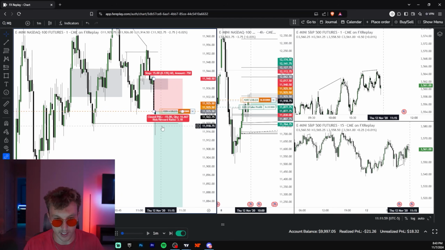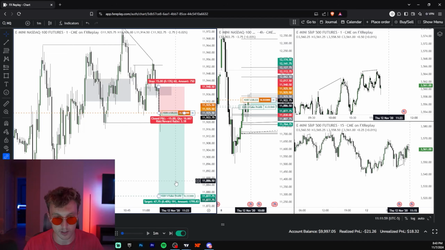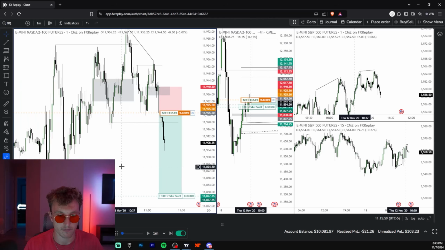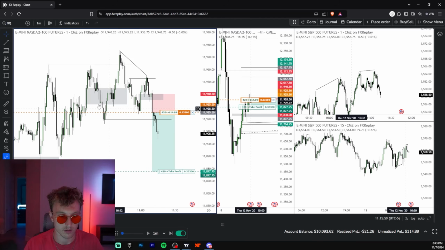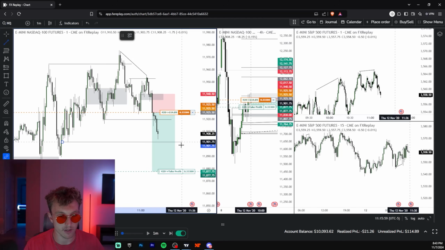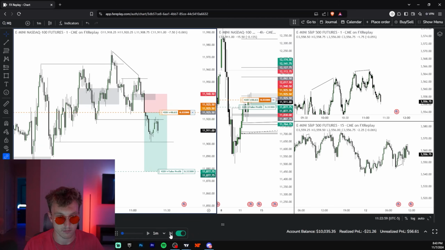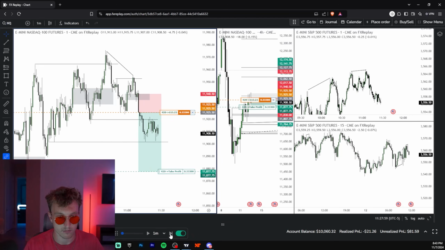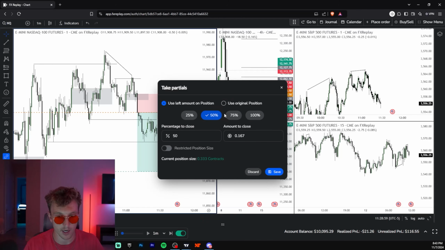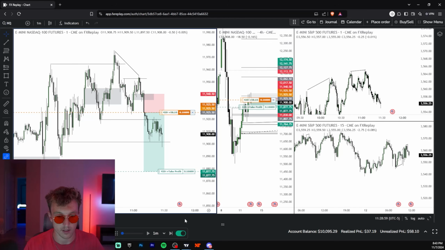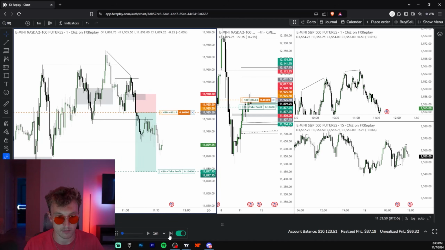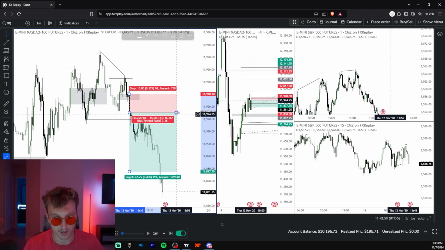And boom, there's a break even. So super, super confident that wasn't going to be a loss. And there's equal lows here, so I think I'm going to do first TP here. Okay, so first TP there, 50%. And then we'll do final TP at low of day. And boom, there it is.